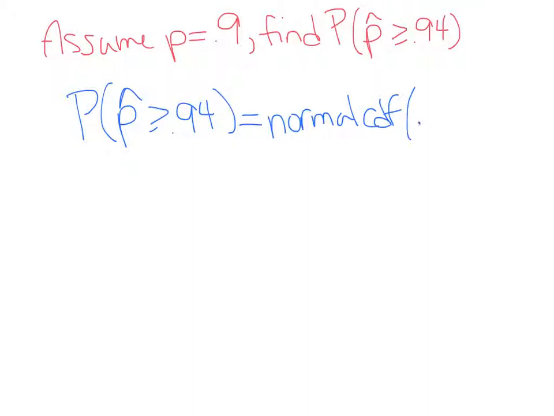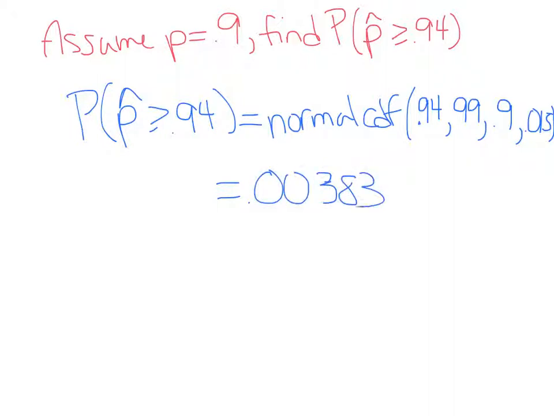So I'm going to do 0.94. And you can go to any big number. I'm going to just be safe and go up to 99. I'm going to use that my mean is 0.9 and my standard deviation is 0.015. When I do that, I end up getting this value, 0.0038. So the chances of this happening, 0.94, just randomly, is very, very small.